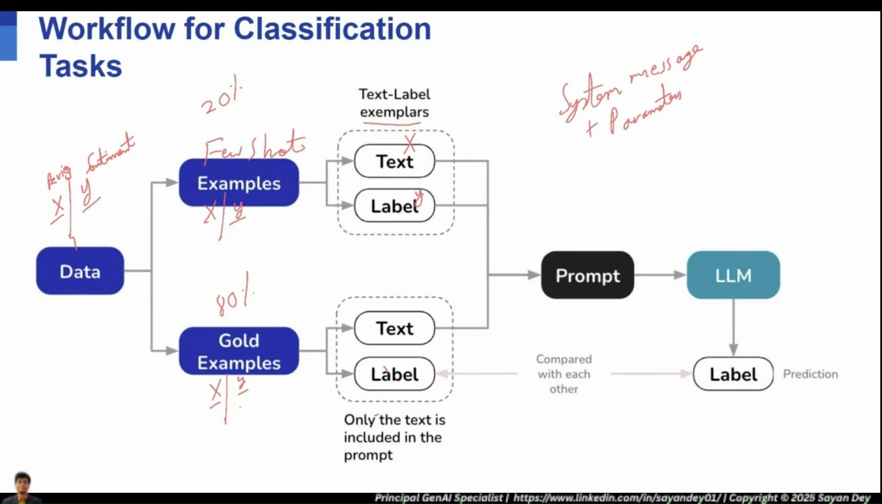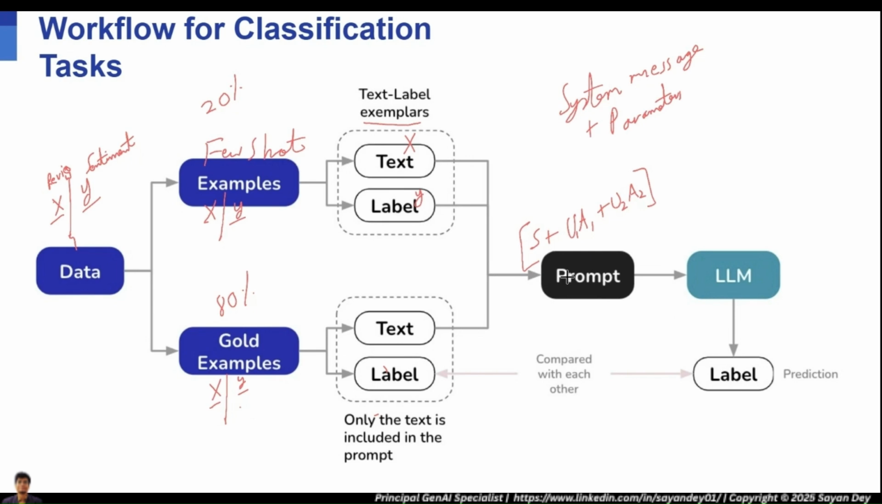Okay. And what is the prompt now? The prompt is a combination of your system message plus your text label exemplars. So let's say there are two text label exemplars, U1A1 plus U2A2. This entire thing is basically part of the prompt. I hope everybody is able to get a sense of this. So when we design the final prompt, it is a combination of whatever system message you designed, and the few shot examples.